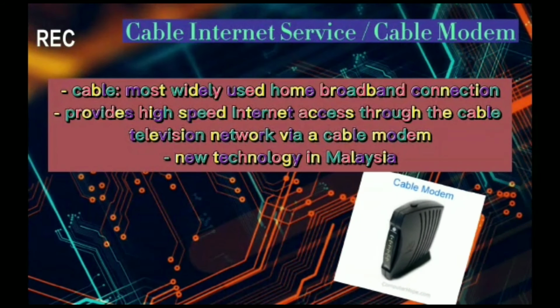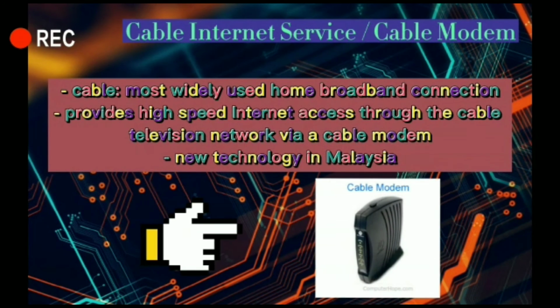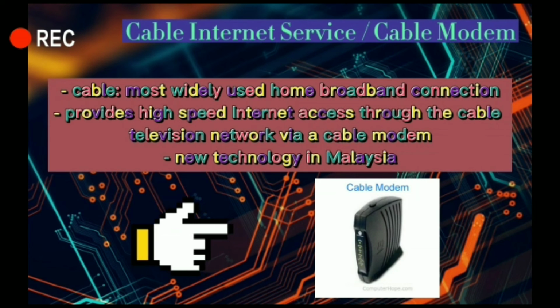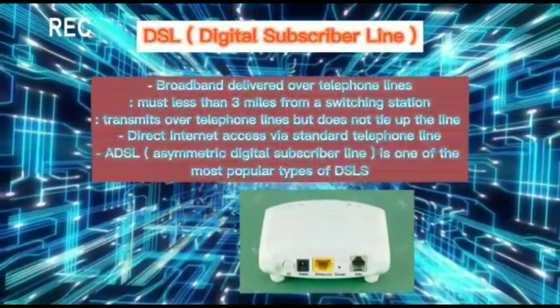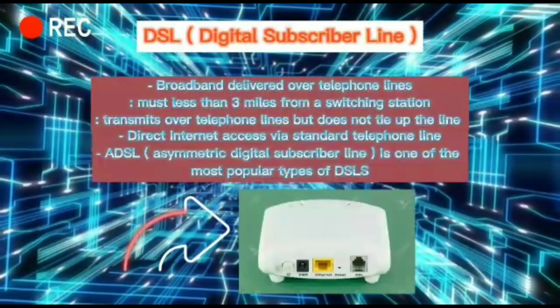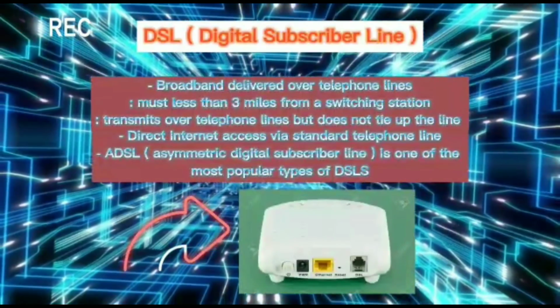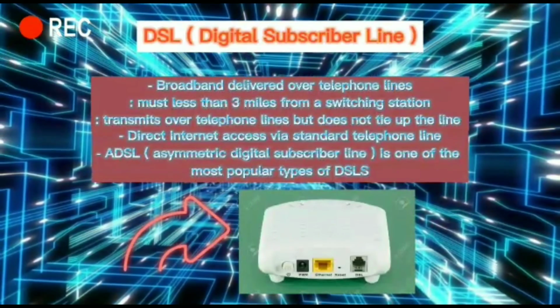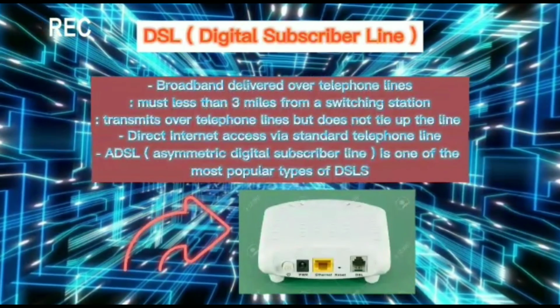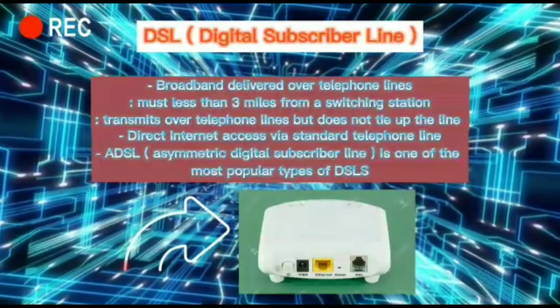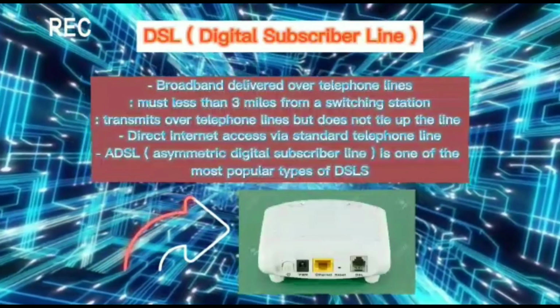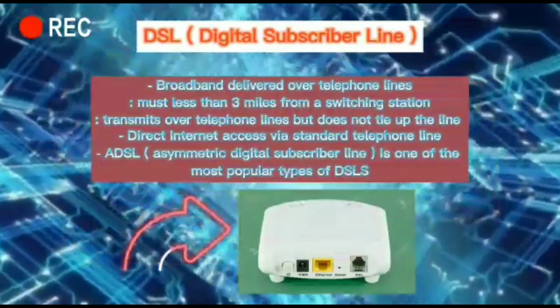Cable internet service: cable is the most widely used home broadband connection, providing high-speed internet access through the cable television network via a cable modem. New technology in Malaysia. DSL, digital subscriber line: broadband delivered over a telephone line, within about 3 miles of a switching station, transmitting over the telephone line but not tying up the line. Direct internet access via standard telephone line. Asymmetric digital subscriber line is one of the most popular types of DSL.